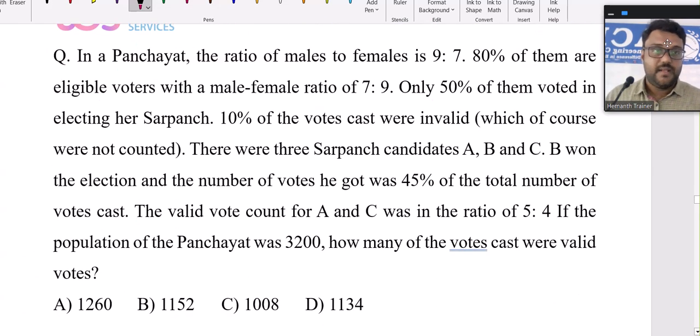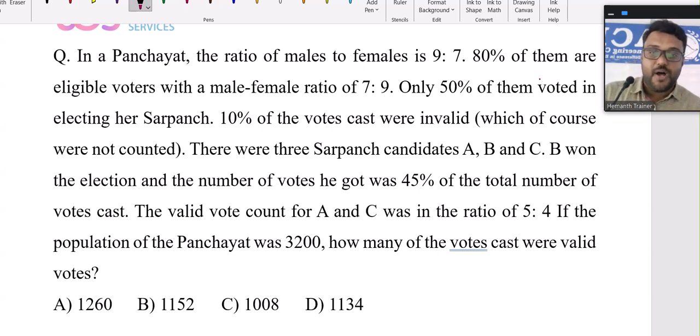And this question, a lot of people felt very panic when they see it. It's a bit lengthy because what they gave first is, in a panchayat the ratio of males to females is... But see the question first, everybody read the question, then you understand. It's a very easy question at the end. The question is very lengthy, but if you focus on what they're asking, it's very easy.